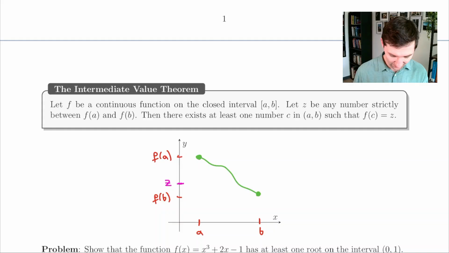Let's see if that is the case. If I draw a horizontal line z, that horizontal line will intersect the graph of the function somewhere. That corresponds to some value between a and b. Let's call that value c. Note that at that c, the value of the function is z. This theorem is often used to show that certain functions have zeros or have roots.